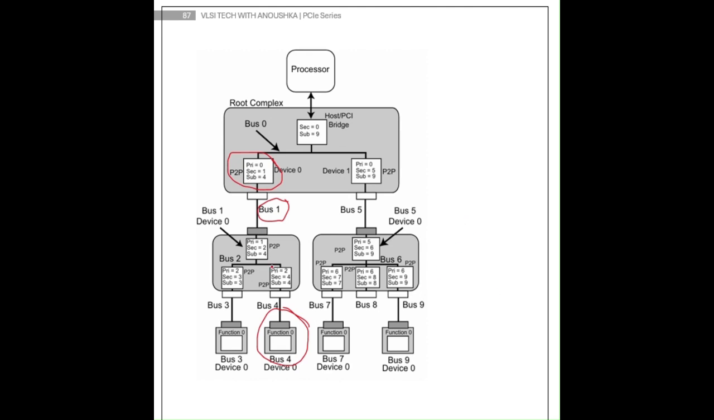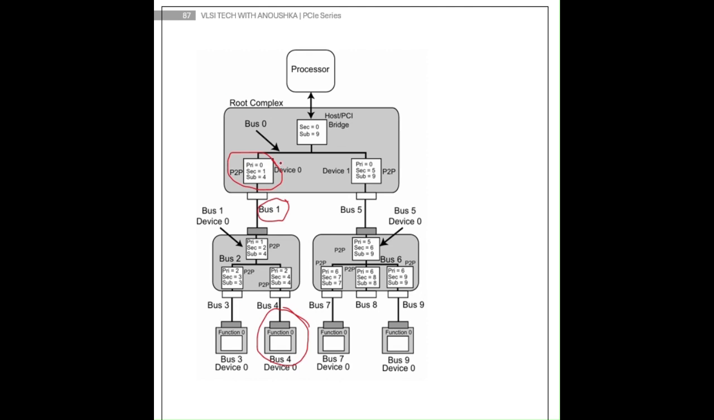Similarly, let us try this one. The minimum bus number under this device is bus 2, and the maximum bus number under this is 4. So 2 and 4, where 2 is the secondary bus number and 4 is the subordinate bus number.